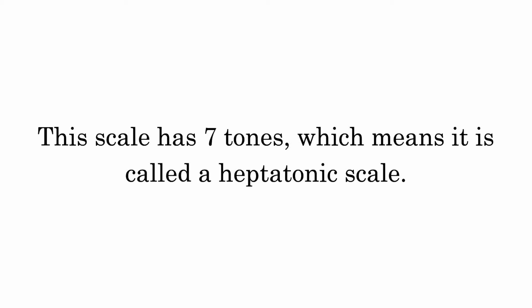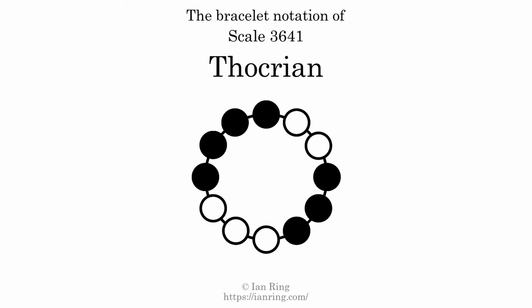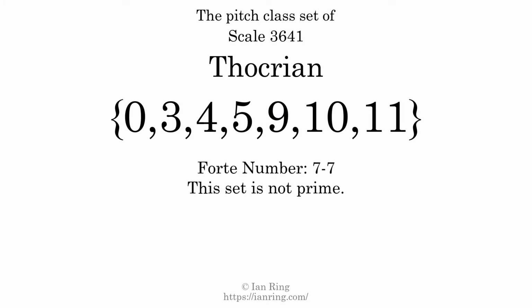This scale has 7 tones, which means it is called a heptatonic scale. This is a bracelet notation diagram of scale 3641. The shaded circles represent tones that appear in the scale, and they are read clockwise, starting at the top. The pitch class set for this scale is 0, 3, 4, 5, 9, 10, 11.